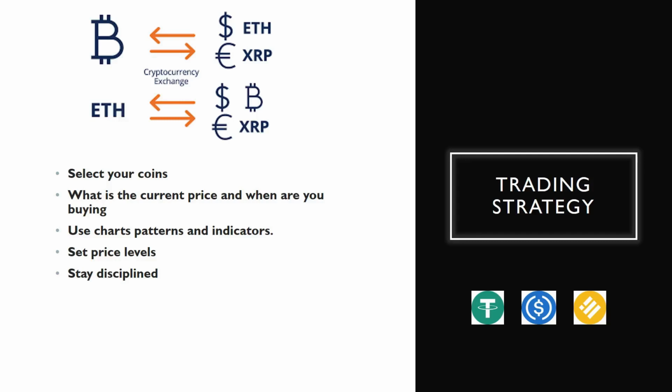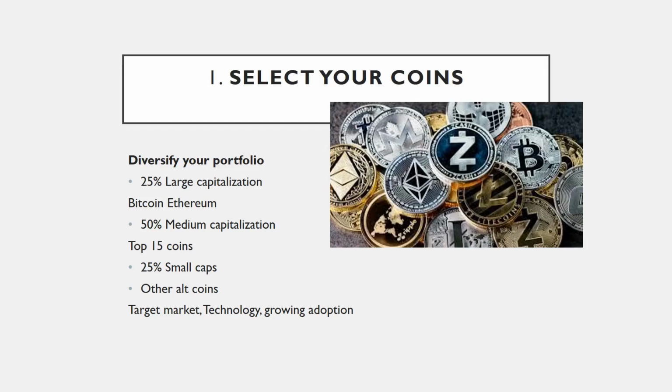Okay, so the first part of the trading strategy is select your coins, then know what the current price is and when you are going to buy. Okay, and then use chart patterns and indicators to set price levels. And the most important part is staying disciplined. Okay, so you stay disciplined to the trading strategy. So the first step is selecting your coins. When selecting your coins, you like to diversify your portfolio.